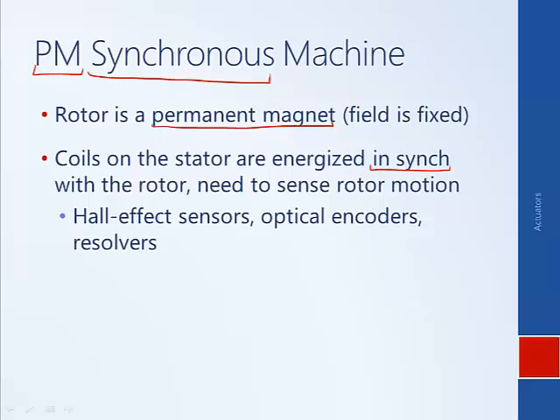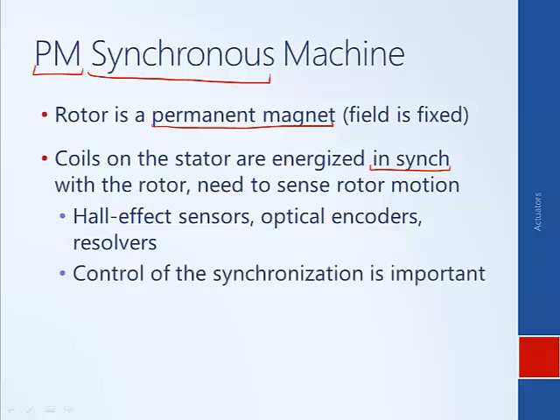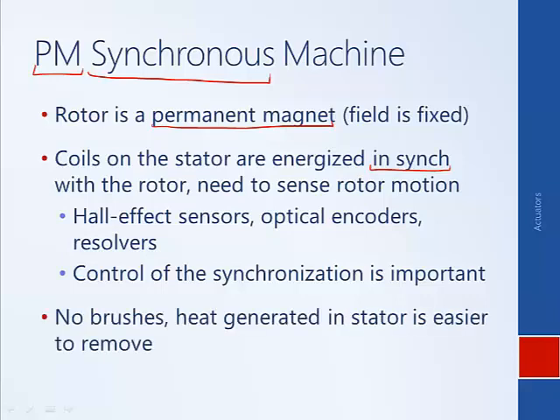In order to synchronize the energizing of the different coils, we need to be able to sense the motion of the rotor. And that can be accomplished in a number of ways, some of which we've discussed previously, including Hall effect sensors, optical encoders, and maybe most commonly resolvers. And the control of the synchronization is very important to the operation of the motor. This is something we'll talk about a little bit later on in the course.